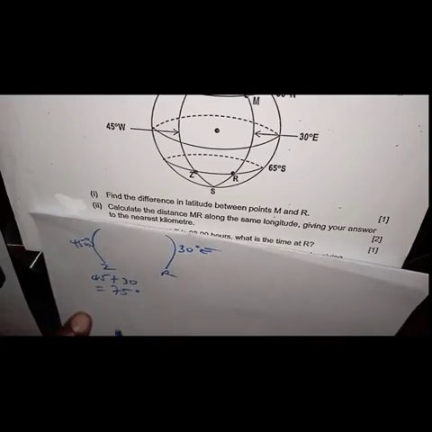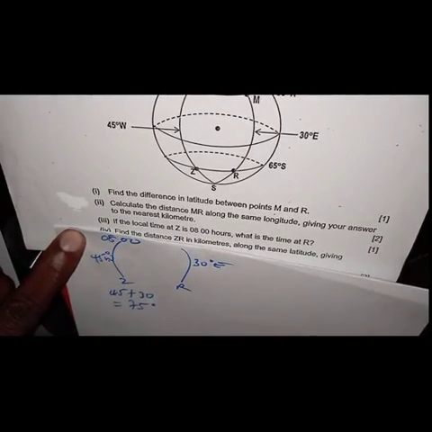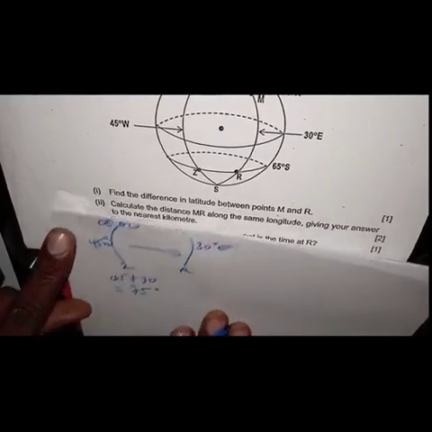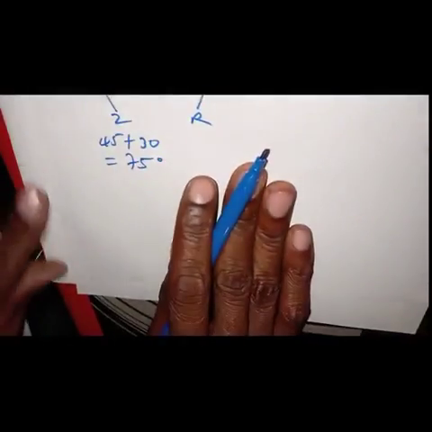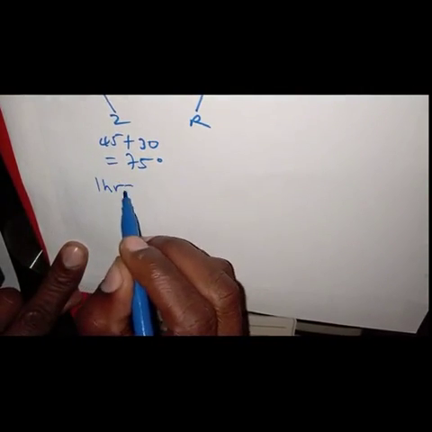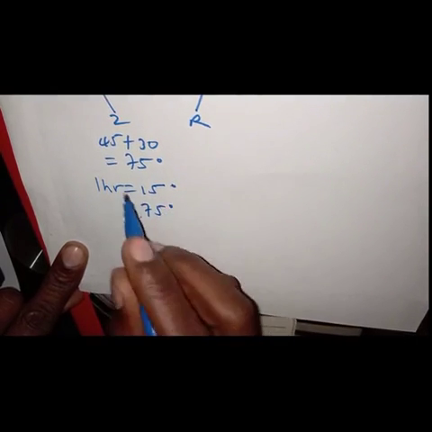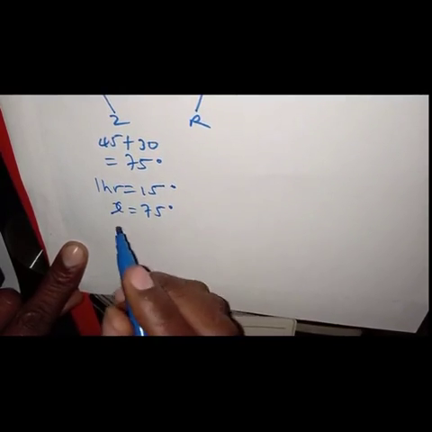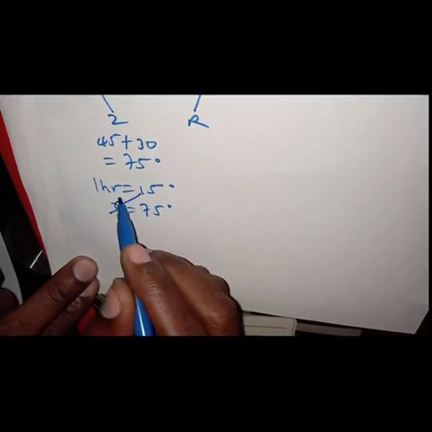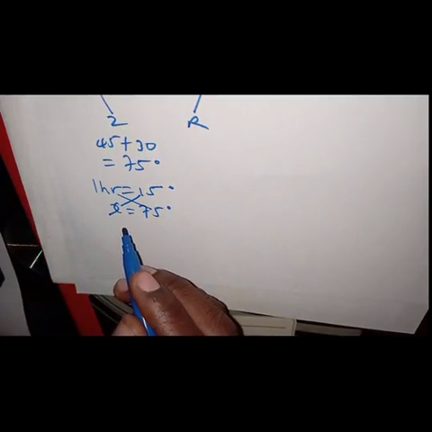Now the time at Z was given to be 08 hours. What about at R? It has to be more than 08 hours. So now you convert these degrees into hours. Use a scale: 1 hour is equal to 15 degrees. What about 75 degrees? What will be the hours? We don't know, so you need to cross multiply.